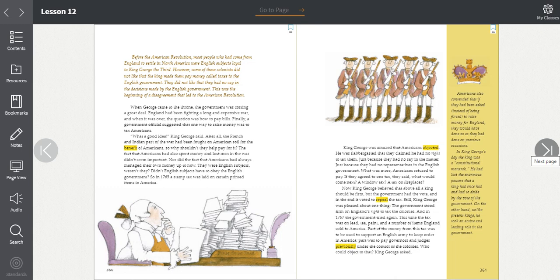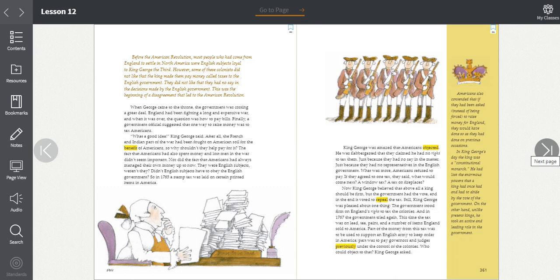The fact that Americans had also spent money and lost men in the war didn't seem important, nor did the fact that Americans had always managed their own money up to now. They were English subjects, weren't they? Didn't English subjects have to obey the English government? So, in 1765, a stamp tax was laid on certain printed items in America.